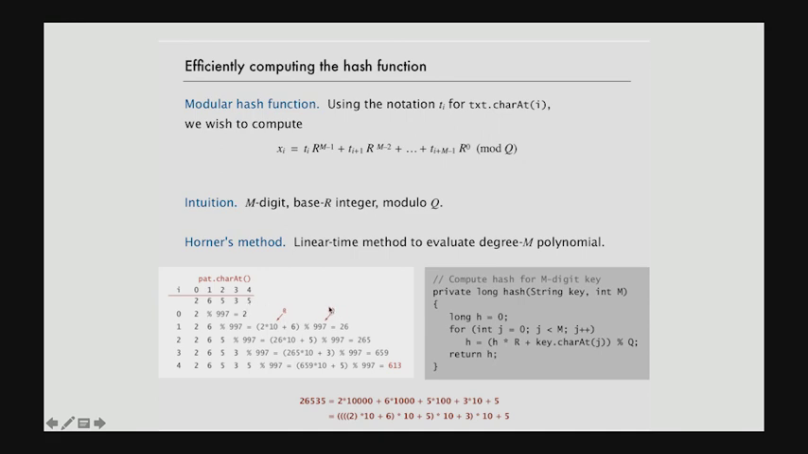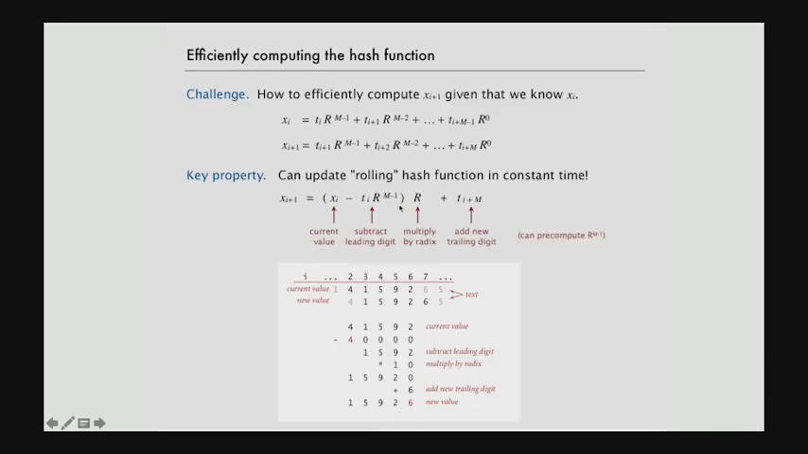And we also have R and Q. R is the base of the integer. If we use a 10-based system, we need to use 10, and Q is our prime number, a big prime number. So as you see, it's very easy. Horner's method uses one for loop, which is not so efficient.